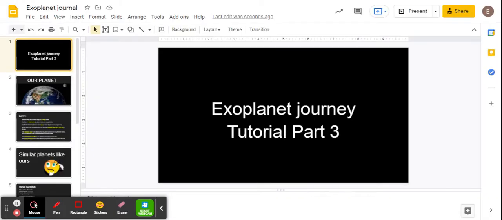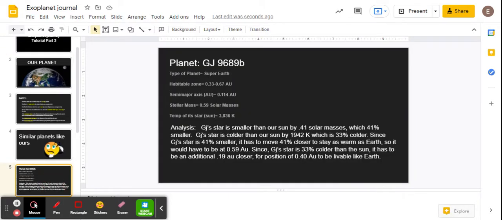In this final part 3 of our tutorial for the exoplanet, we figured out where the exoplanet needs to be livable like Earth, and we came to the conclusion that for GJ 9689b, it's got to be at 0.40 AUs to have a temperature very similar to Earth.